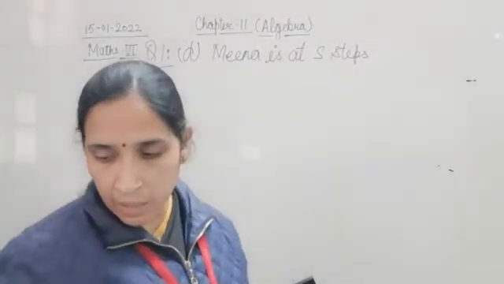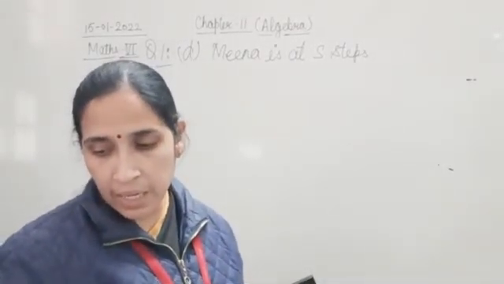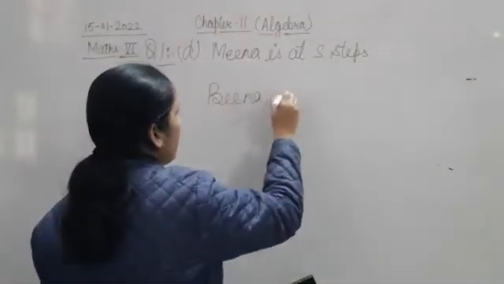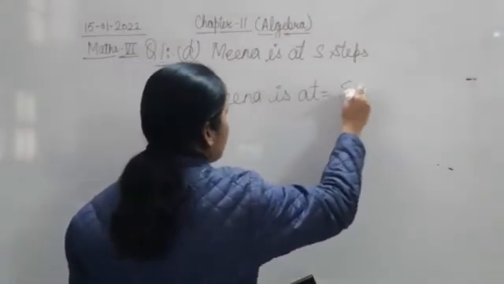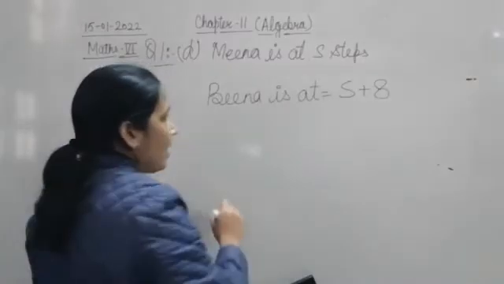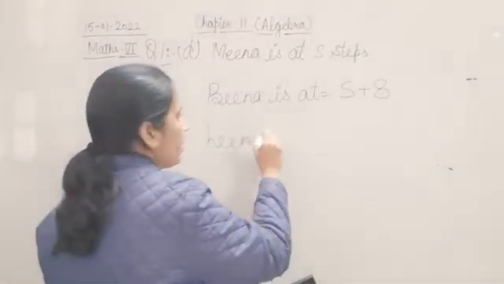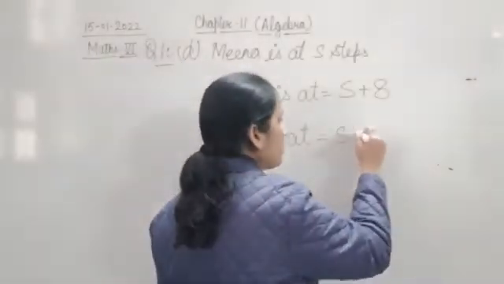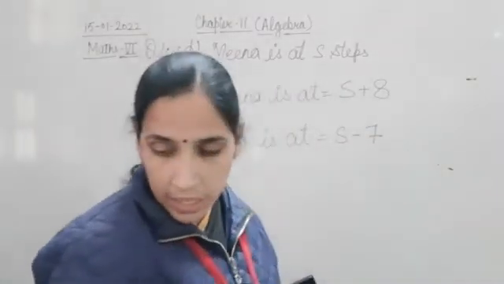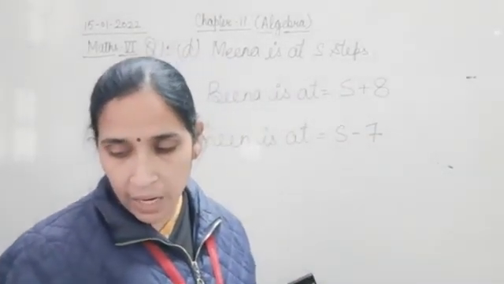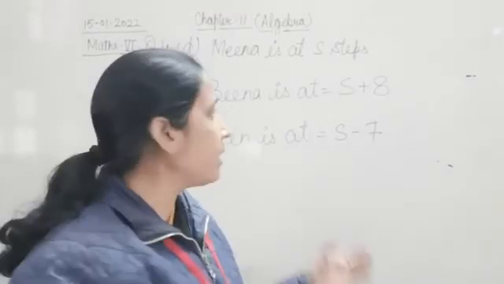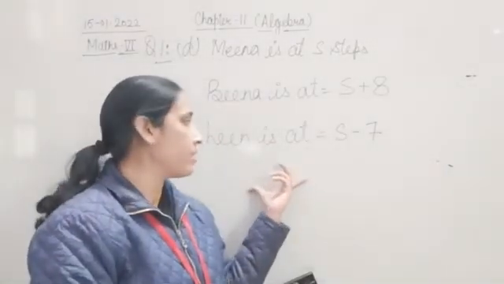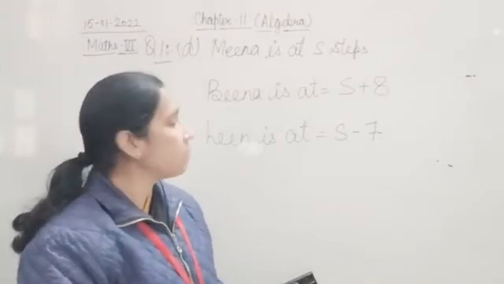Now Meena is at S steps, Beena is at S plus 8 and Leena is 7 steps behind, so that will be subtracted: S minus 7. So where are Beena and Meena? Meena is at S steps and Leena is S minus 7, 7 steps behind Meena.